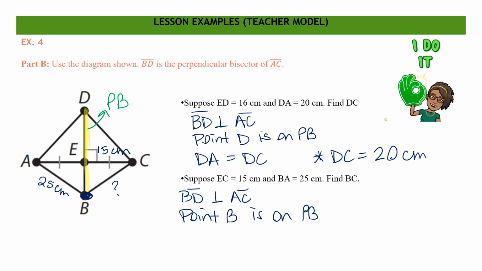So once again, if B is on the perpendicular bisector, then what can we say about the distance from B to A and B to C? Well, I know that they're going to be equal because we know the distance from any point on the perpendicular bisector to the endpoints is going to be the same. So BA is equal to BC. So we know that these two segments are the same. Because I know these two segments are the same, then I can conclude that our segment BC is also going to be equal to 25 centimeters.